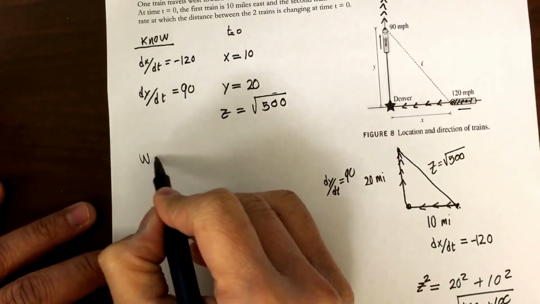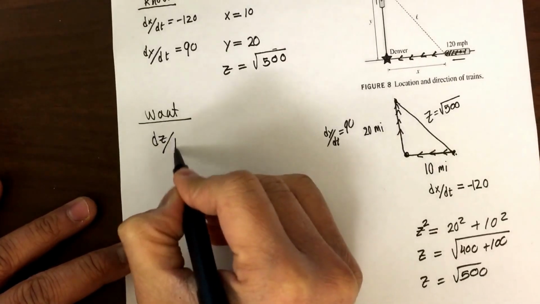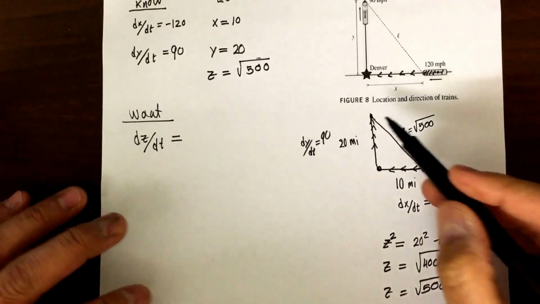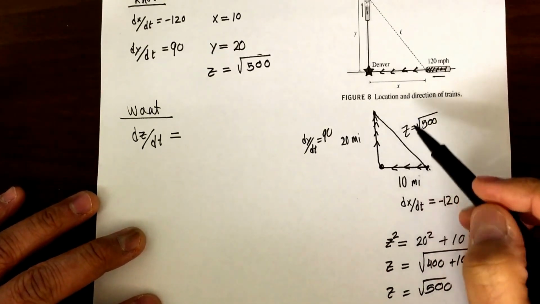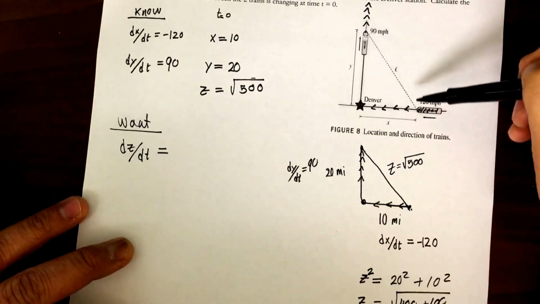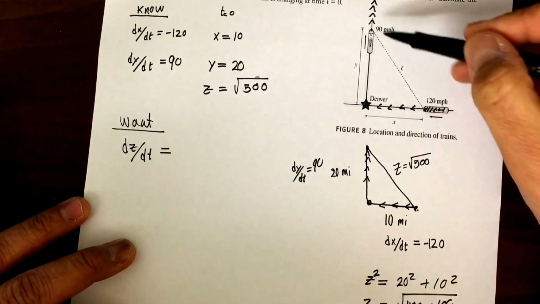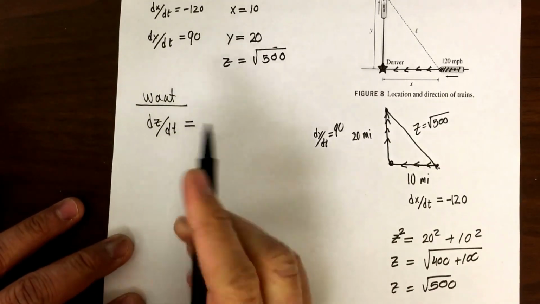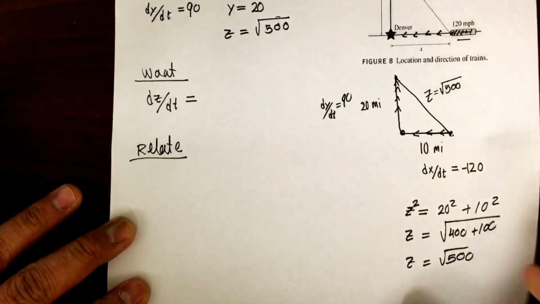Now, what do we want? We want to know the speed or the rate at which the two trains are moving apart from each other. How fast are they going apart? One's going away, the other's coming toward Denver. So what is the rate? How fast is the distance between the two trains changing? This is what we want. Now we write down how they are related.